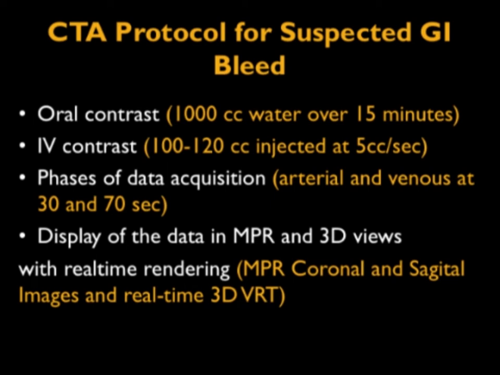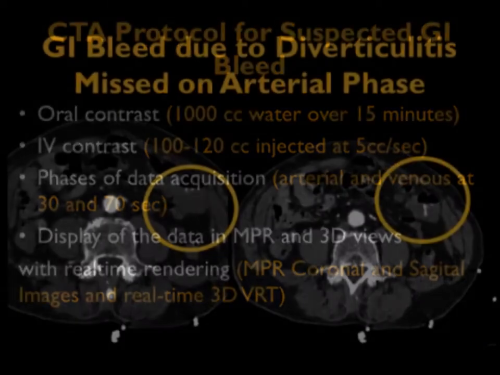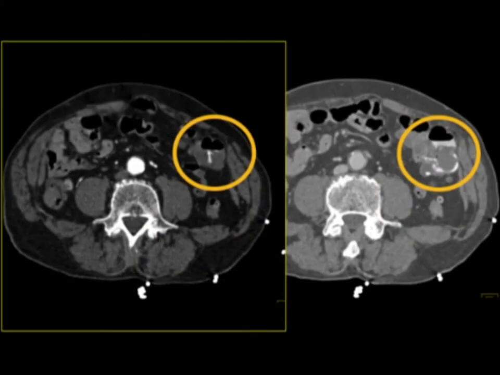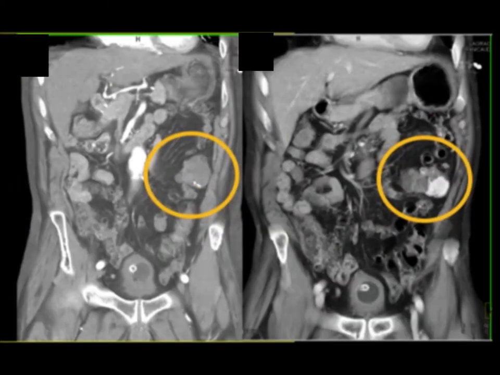Now you can see why I like venous phase imaging. This was initially read as negative. This is arterial phase imaging. If you look hard in the left colon, there's some high-density material, and you should have been concerned about this. Maybe you thought it was foreign matter in the bowel. But as you go from the arterial phase to the venous phase, look how much more obvious that extravasation is. And here it is in coronal view.